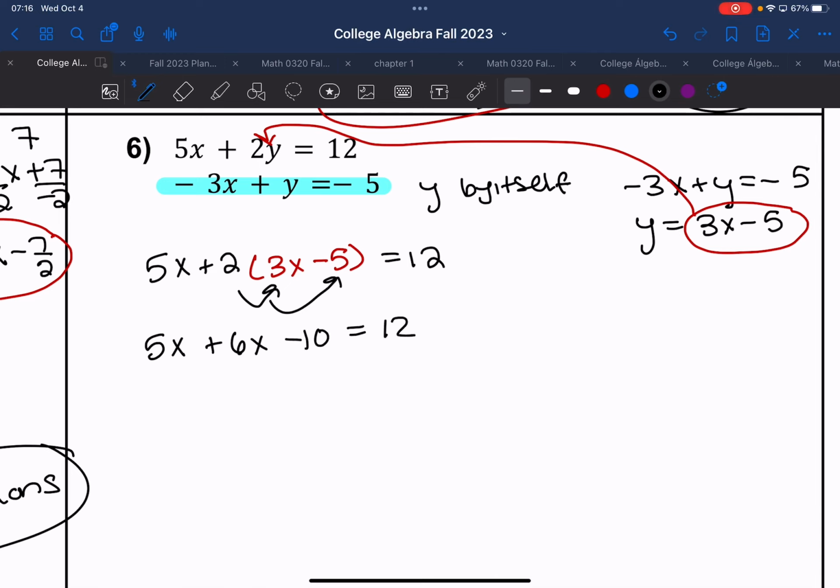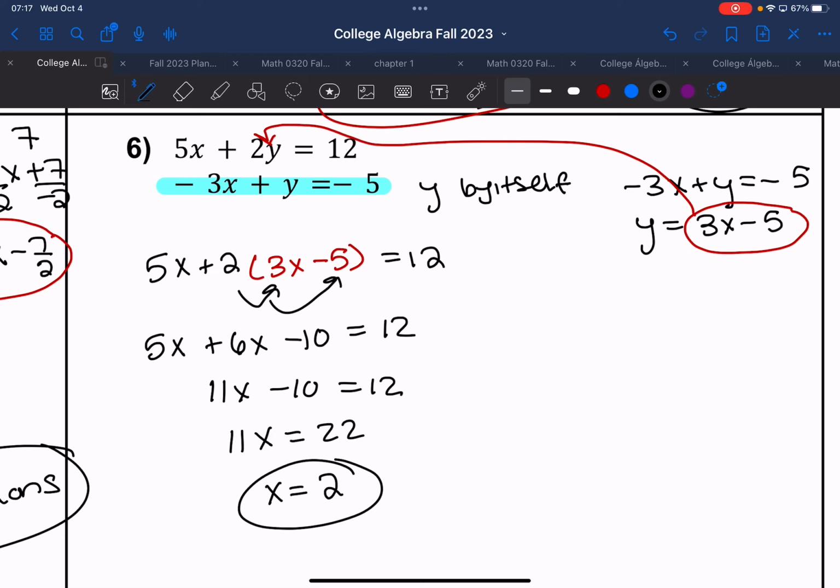Good, equals 12. Combining like terms on the left side, I have what? 11x, and then minus 10 equals 12. What's my next step? Add 10, so I have 11x equals 22. And then last step, divide by 11. And what's 22 divided by 11? 2. Okay. And where would I plug in that 2 to find my y value?